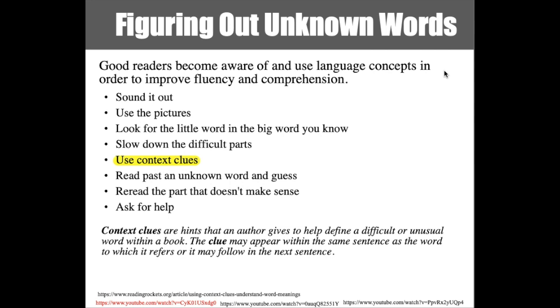This is probably one of the first reading strategies that you started using when you were younger. This week, we are going to focus on using context clues. Context clues are hints that the author gives to help define a difficult or unusual word within a book. The clue can appear within the same sentence as the word to which it refers, or it can follow in the next sentence.